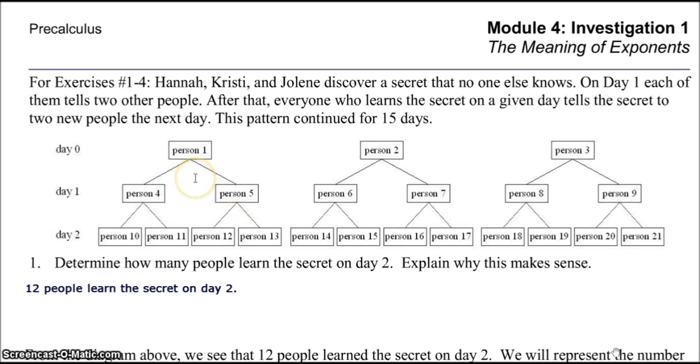If you think about it, each day the number of people who know the secret doubles because we're always telling 2 people. So if I told the secret to 2 people, that's doubling right there, 1 to 2. And so if each of these 3 original people tell the secret to 2 people, then we'll double and get 6 people who know the secret. Then if all 6 of those people tell 2 new people, we'll double again to get 12 people.